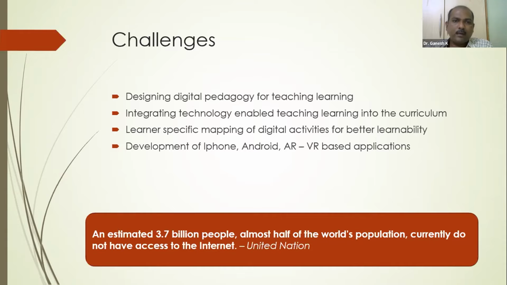There is another major concern. An estimated 3.7 billion people on the earth, sorry, are actually not having access to the internet. So half of the world population is not connected to the internet. Without the internet, they cannot progress, they cannot learn. This is one of the major concerns that we need to address.